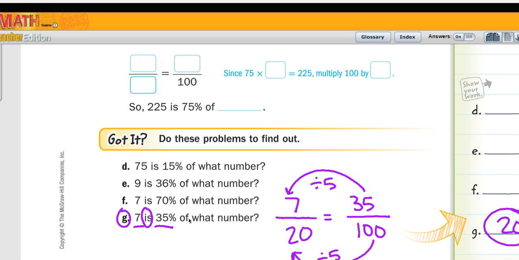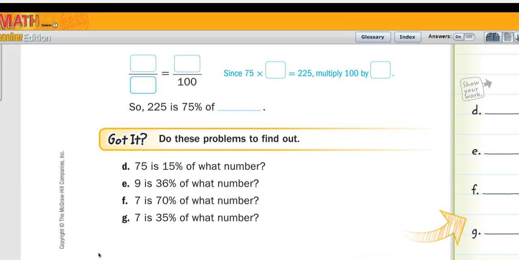Okay, take a look at those answers. If you need to review any of them, you can always rewind at any point in time. But those should be your solutions that you got.